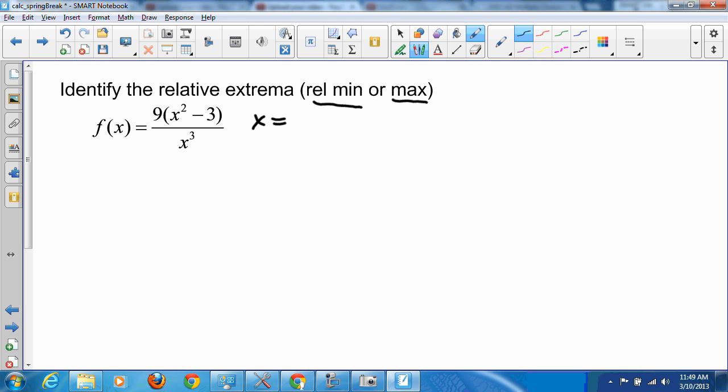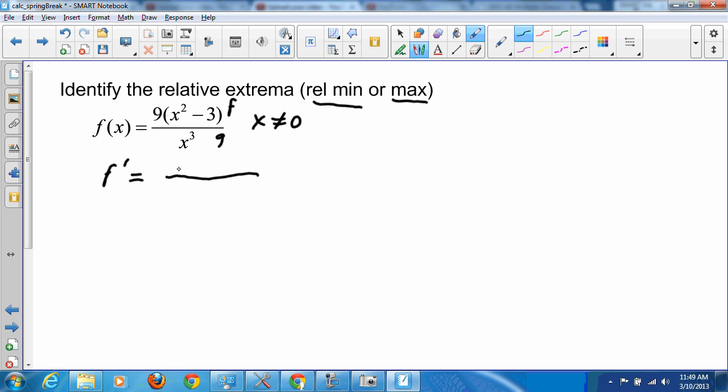Let's just identify that. Well, in order to do the relative extrema, we're going to have to, first of all, take the first derivative. So this is a nice problem here. This is a quotient rule, so we're going to say that f prime, so we're going to identify this as f and this is g.